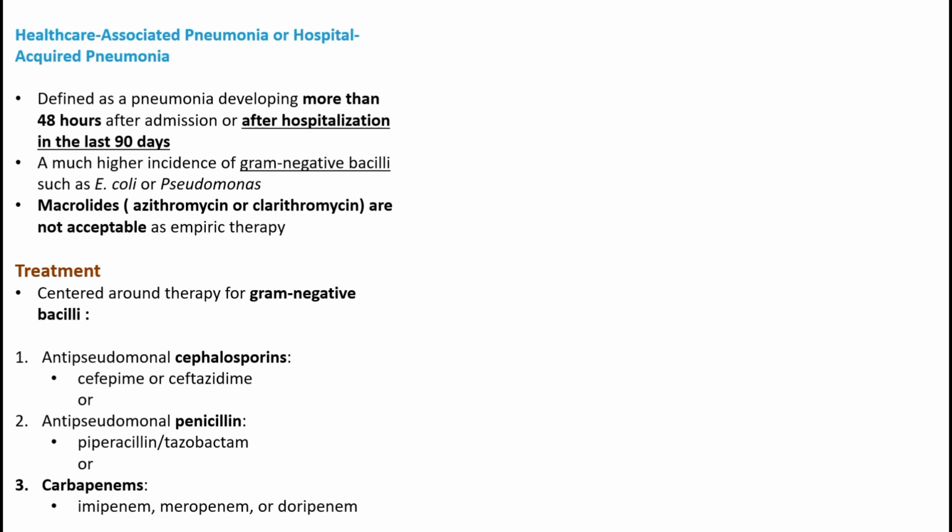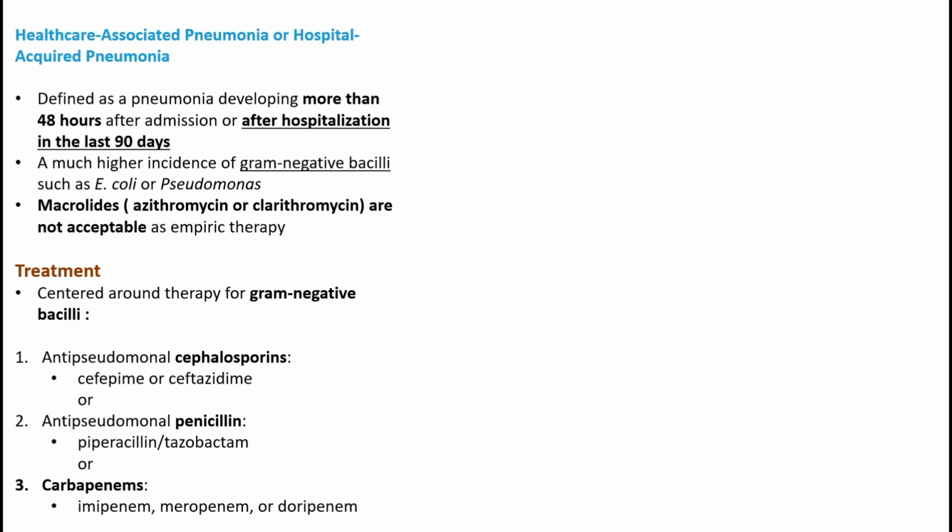First, we have healthcare-associated pneumonia or hospital-acquired pneumonia. It is defined as a pneumonia developing more than 48 hours after admission or after hospitalization in the last 90 days. A much higher incidence of gram-negative bacilli is recorded here, such as Escherichia coli or Pseudomonas. This is very important because it will guide us in the treatment.